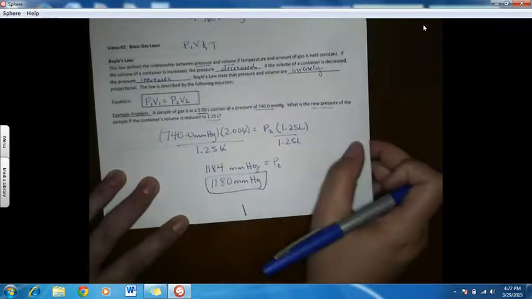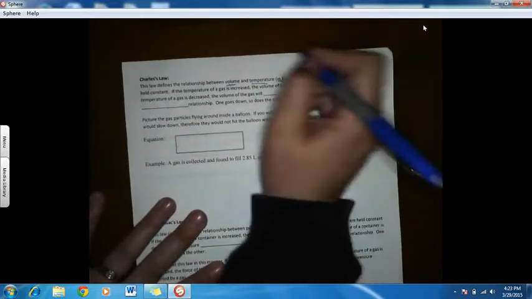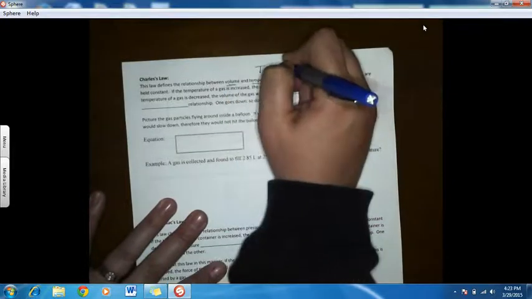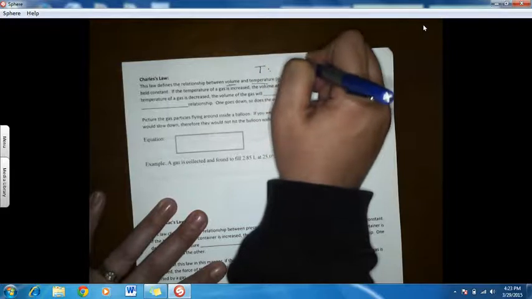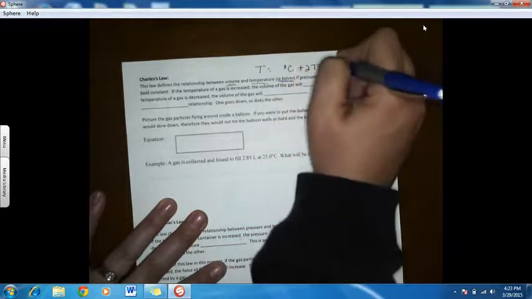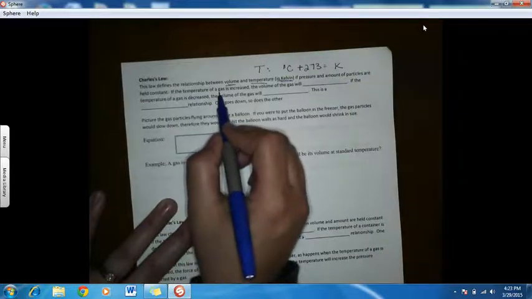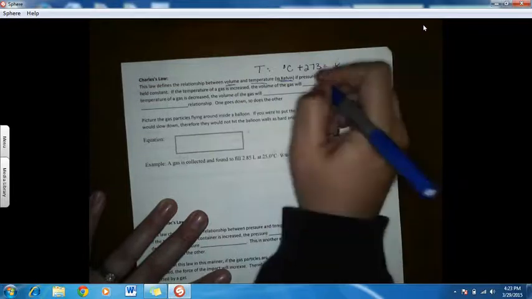Okay, so that's Boyle's law. Charles' law defines the relationship between volume and temperature. Now the temperature here must be in Kelvin, and to review, to convert to Kelvin, we take our Celsius temperature and we add 273 to get our Kelvin temperature. Okay. Now, if the pressure and the amount of particles are constant, then if the temperature of the gas is increased, the volume will also increase.